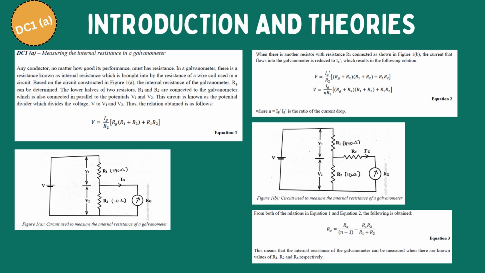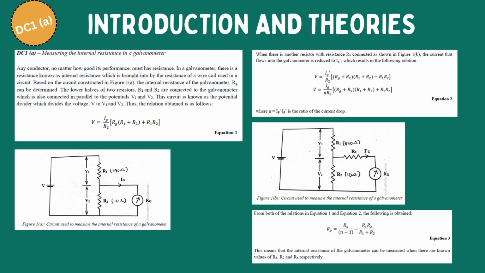In DC1A, the introduction that I will give is any conductor, no matter how good its performance, must has resistance. In a galvanometer, there is a resistance known as internal resistance, which is brought into by the resistance of a wire coil used in a circuit.